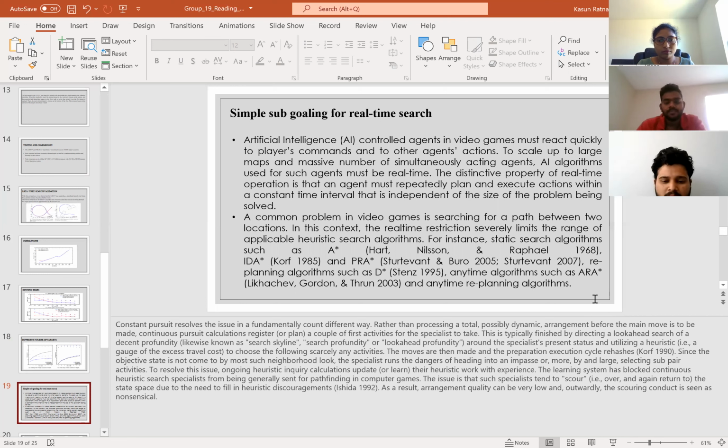The agent runs the risk of heading into a dead end, or more generally selecting suboptimal actions. To resolve this issue, real-time heuristic search algorithms update their heuristic function with experience. However, the learning process has blocked real-time heuristic search agents from being widely deployed for path finding in computer games. The issue is that such agents tend to scrub the state space because of the need to fill in the heuristic depressions. As a result, the solution quality can be low, and visually the scrubbing behavior is seen as nonsensical.